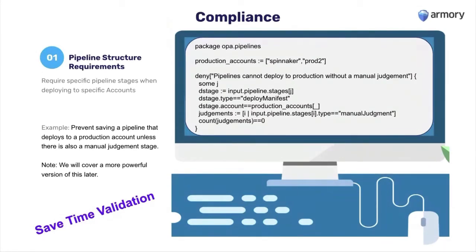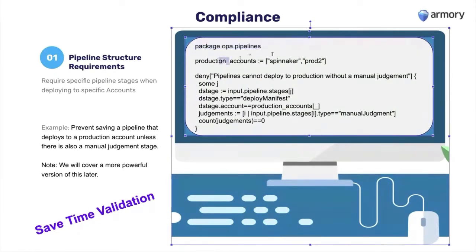So later on, we will cover a more powerful version of this example because this version is just checking whether the stage exists. It's not caring about things like stage order, for example. So let's walk through how this policy works. This first line specifies what type of policy it is. There are several different types of policy checks that Policy Engine will run, and they have different pieces of data that you can write your rule against. So the OPA.pipelines package is the package you use to write policies that occur when a pipeline is being saved.